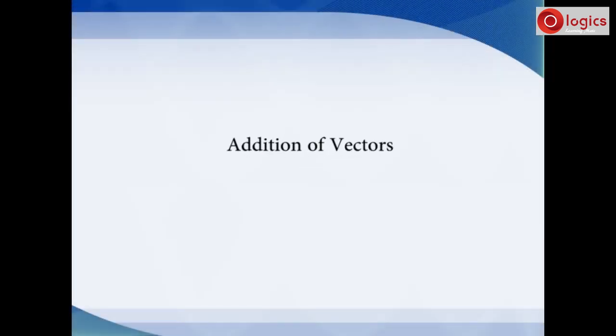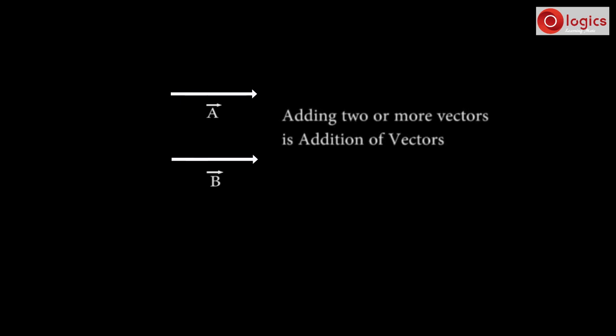Let us understand addition of vectors. Let's say this is the vector A bar. This is another vector B bar. The process of adding two or more than two vectors is called addition of vectors. The first vector is A bar plus second vector is B bar. The result is also a vector called the resultant vector, which is denoted by R bar.